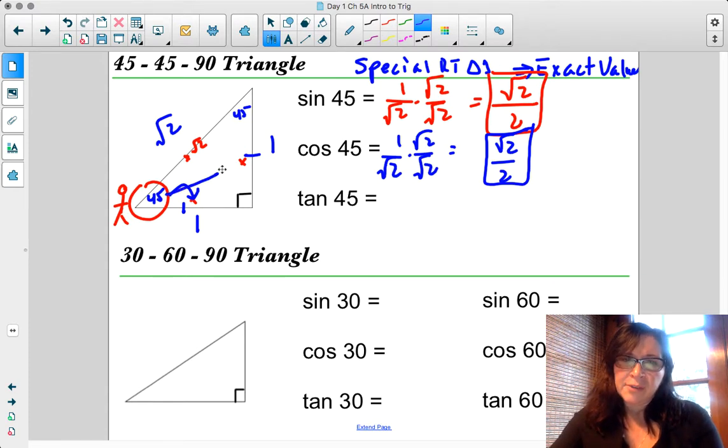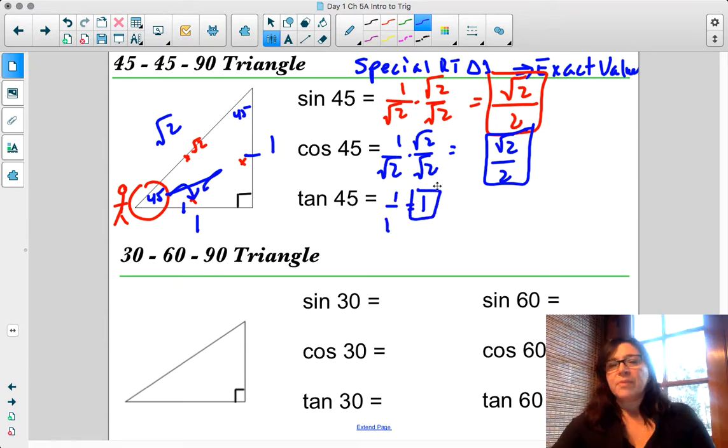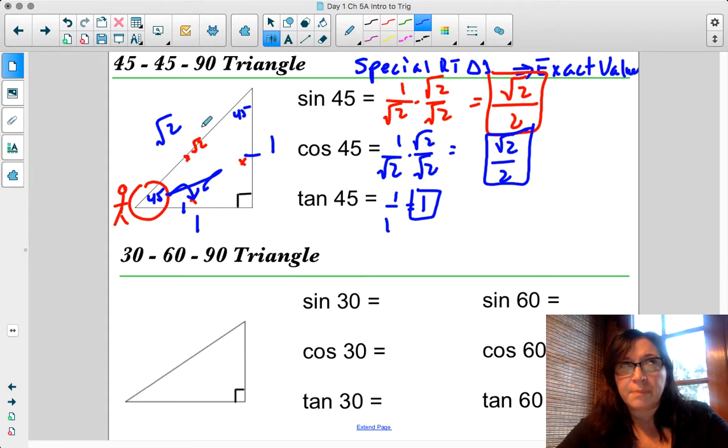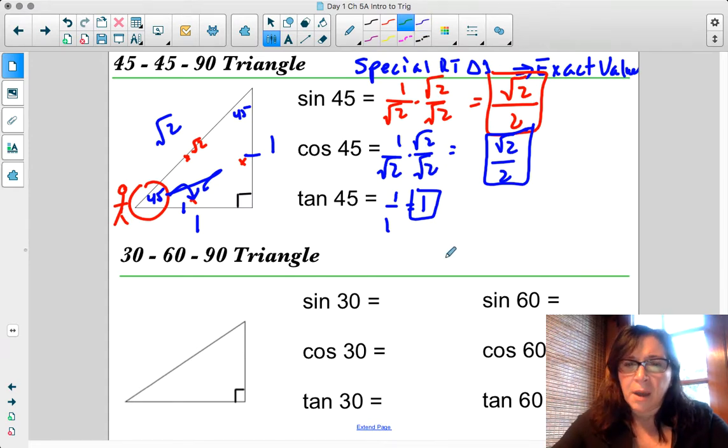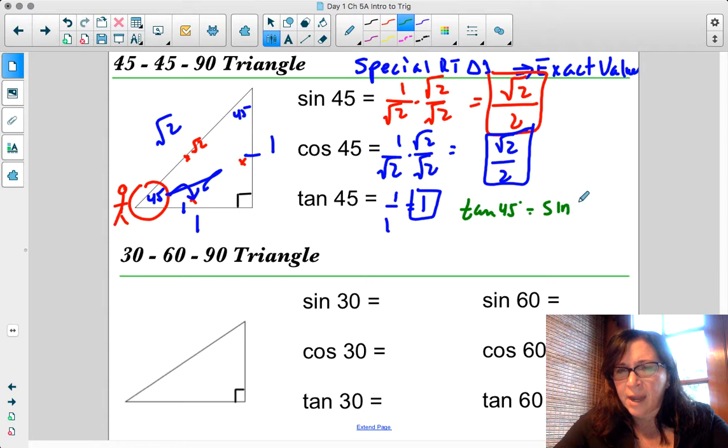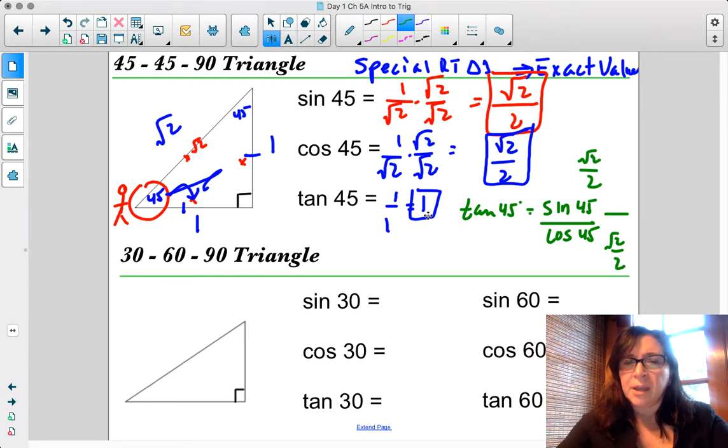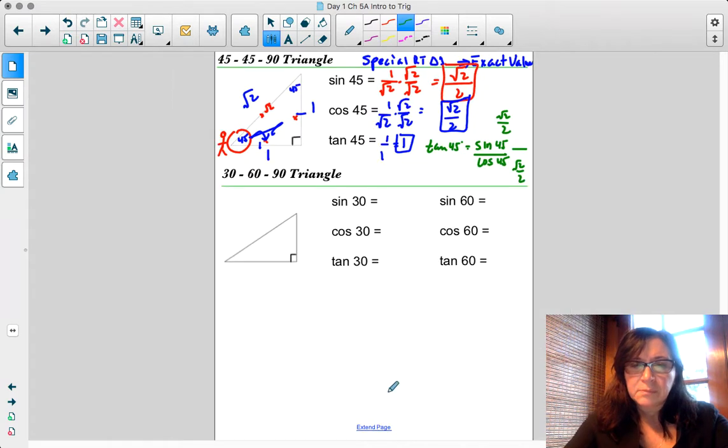Tangent, however, is opposite over adjacent. So that's 1 over 1, which is 1. Now, remember in one of the previous slides, I did tell you that tangent of an angle, we'll say 45 degrees, is equal to sine of that angle divided by cosine of that angle. And that being the case, if I have root 2 over 2 divided by root 2 over 2, I'm going to get 1. And so that's just another way of confirming what I said.